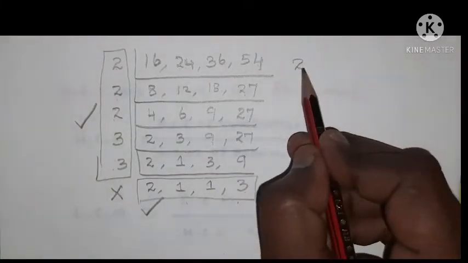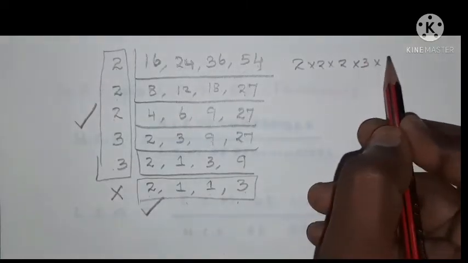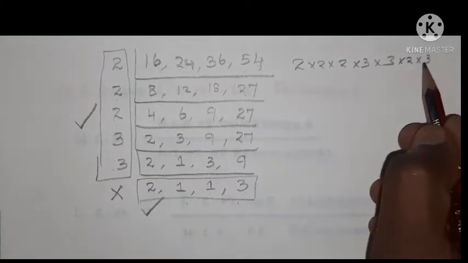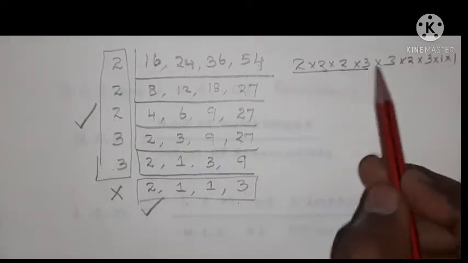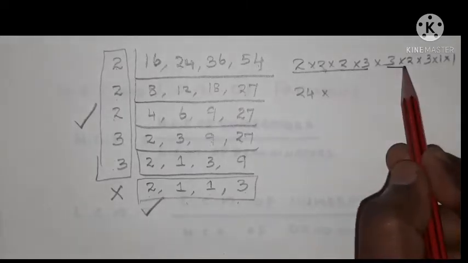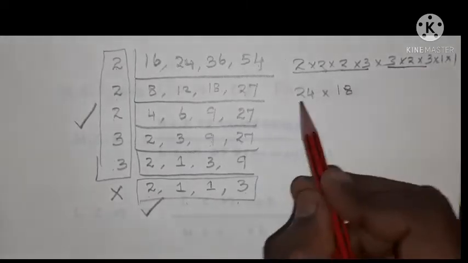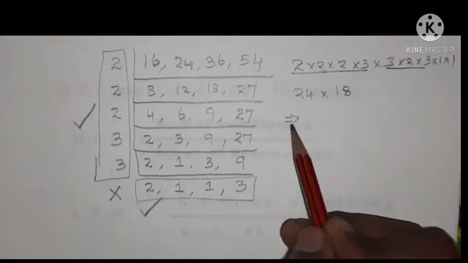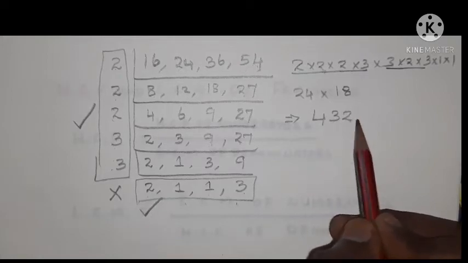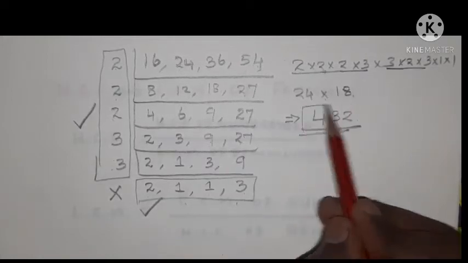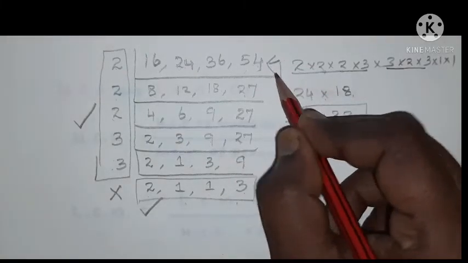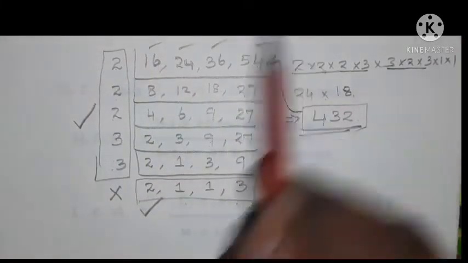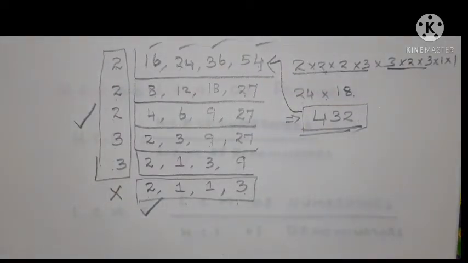So now we'll do 2 into 2 into 2 into 3 into 3, then 2 into 3 into 1 into 1. These are the values. Now multiply: 2 2s are 4, 4 2s are 8, 8 3s are 24, into 3 2s are 6, 6 3s are 18, and 18 into 1 is 18. So 24 into 18 gives the value 432, and this 432 is the LCM of the given numbers 16, 24, 36 and 54. This is the way we find the LCM by the common division method.